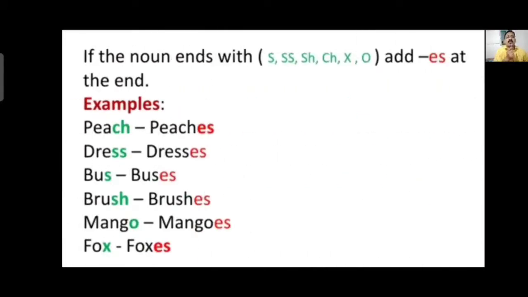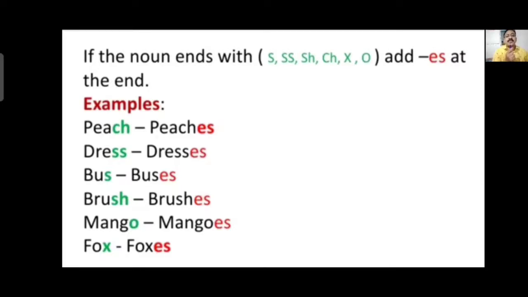Now if the noun ends with s, ss, sh, ch, x or o, add es at the end so that singular will change into plural. Peach, peach is a type of fruit. Peach ending with ch. Dress ending with ss. Bus ending with s. Brush ending with sh. Mango ending with o, fox ending with x. All these nouns change into plural by adding es.